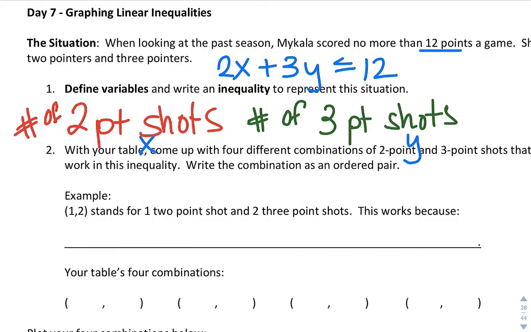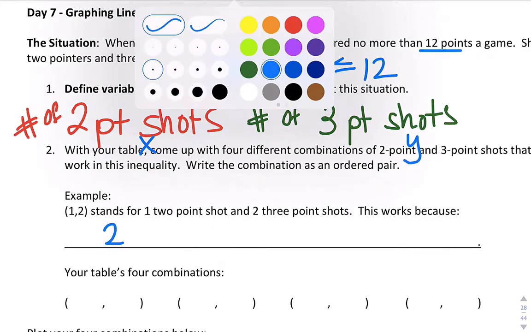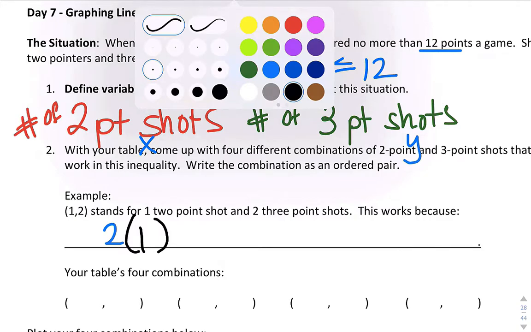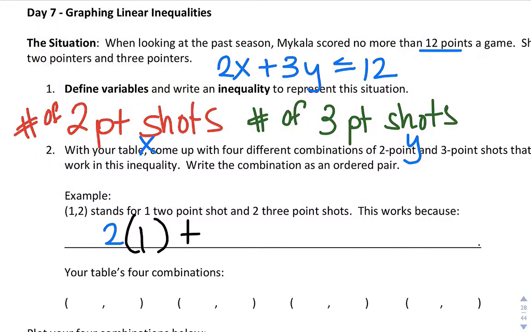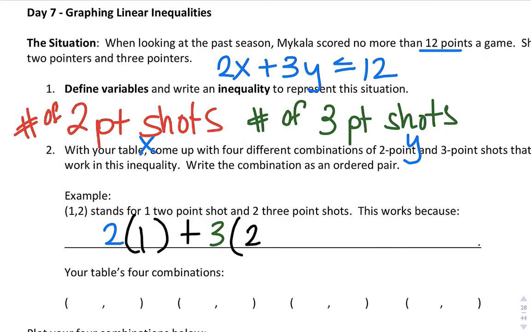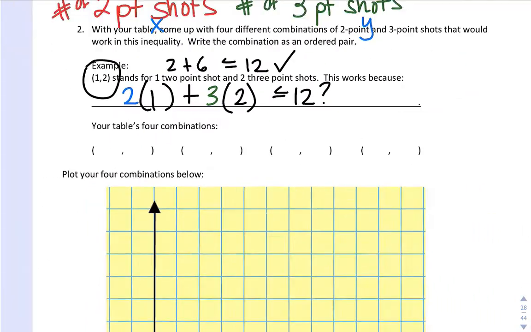And this works because 2 times 1, so there's your 2-point shots, 1 2-point shot, plus 3 times 2, since there were 2 3-point shots. So this is 1 2-point shot, 2 3-point shots. We check, is that less than or equal to 12? That's 2 plus 6, which is less than or equal to 12, and that works. Okay, so 1, 2 we can put on our graph, and we know that will work.